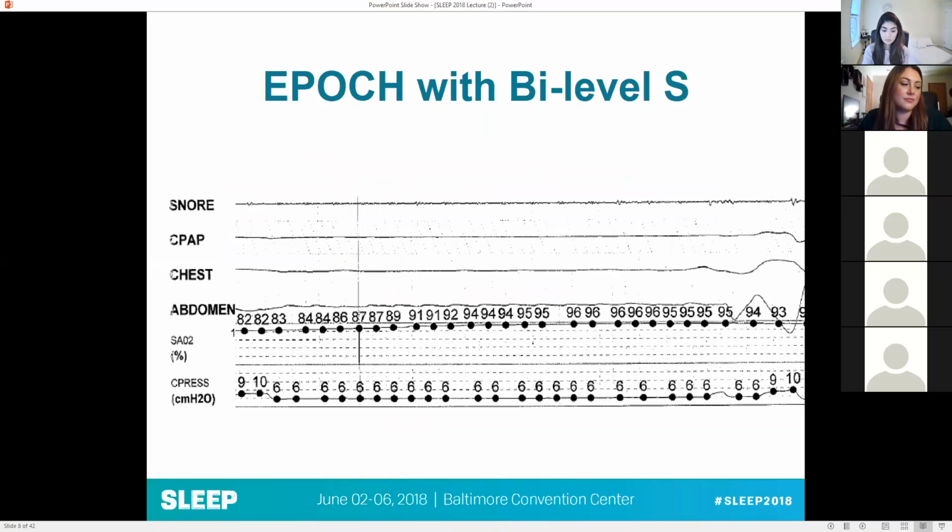So this is an epoch with bilevel S. As you can see, this is your classic representation of a central apnea. In the CPAP signal, this is airflow, there's absolutely no airflow. You guys can see that, I'm sure. And then these chest and abdominal RIP belts, which are respiratory impedance belts, don't sense any respiratory effort. So they're completely flat. You can see how all of those signals are flat. So that would define a central apnea.